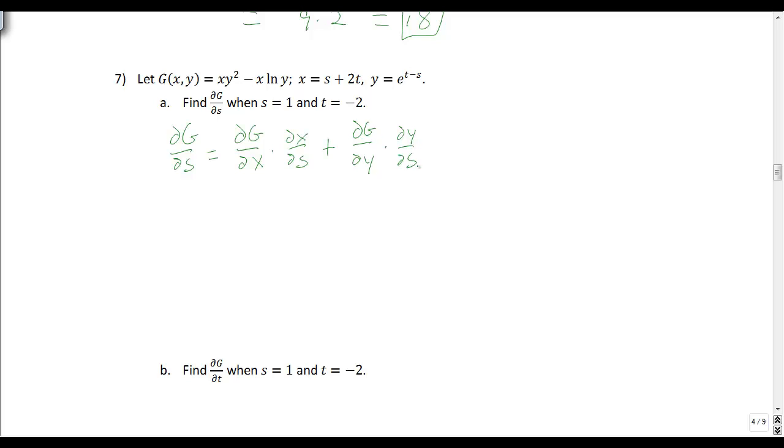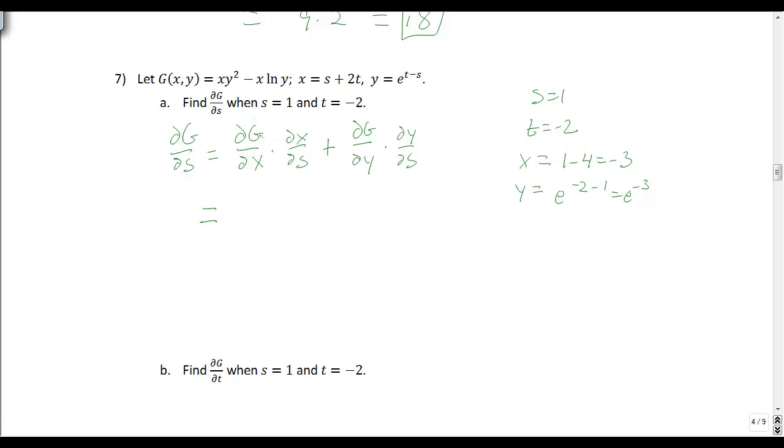And then at this point we have s is 1, t is negative 2, and then what are x and y? So x is s plus 2t, so that's 1 minus 4, x is negative 3. Y is e to the t minus s, that's e to the negative 3. So we're going to get an answer with some e's in it, presumably. Maybe not, maybe they'll all cancel out, but could be.